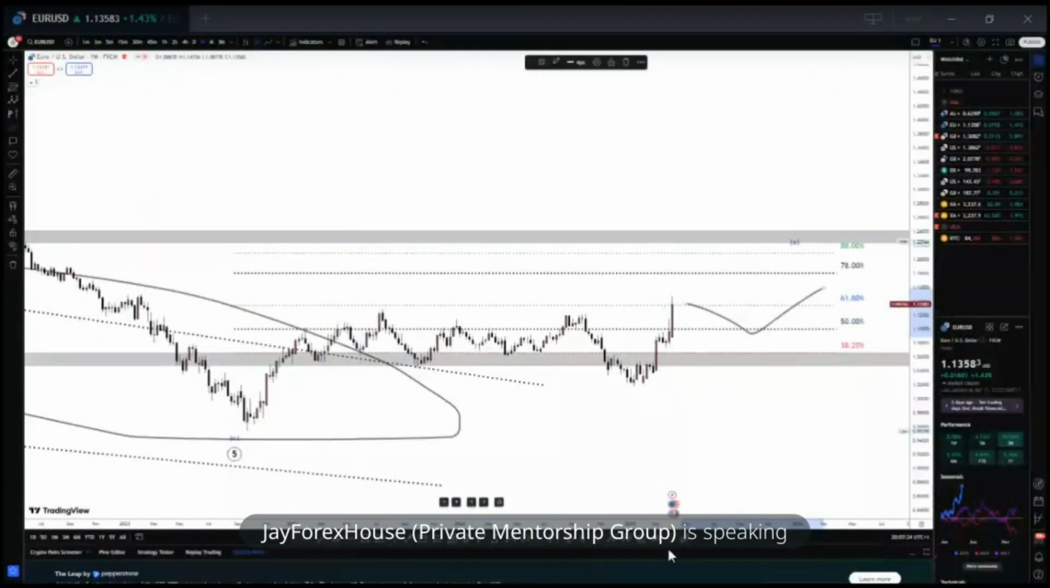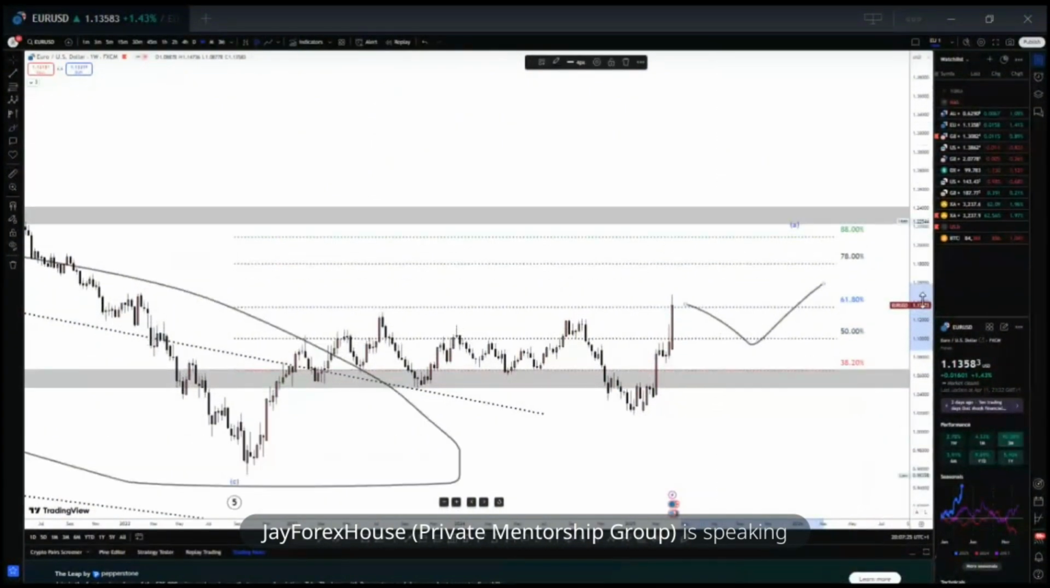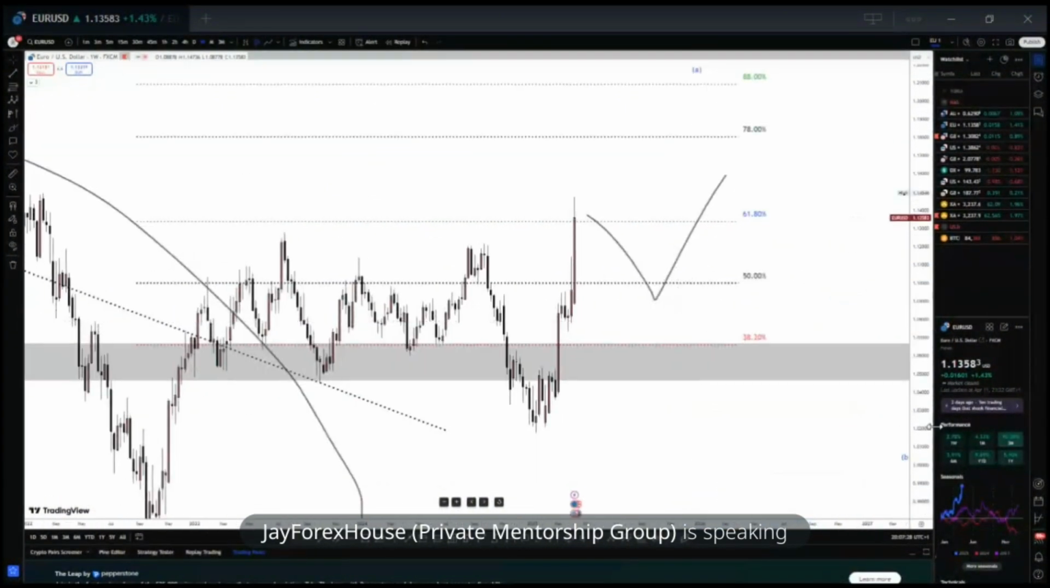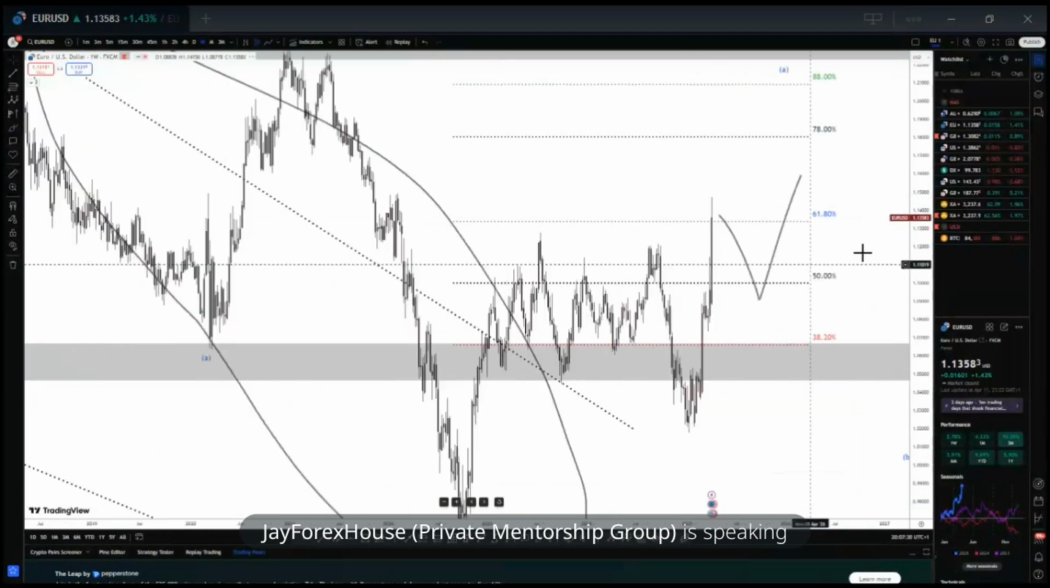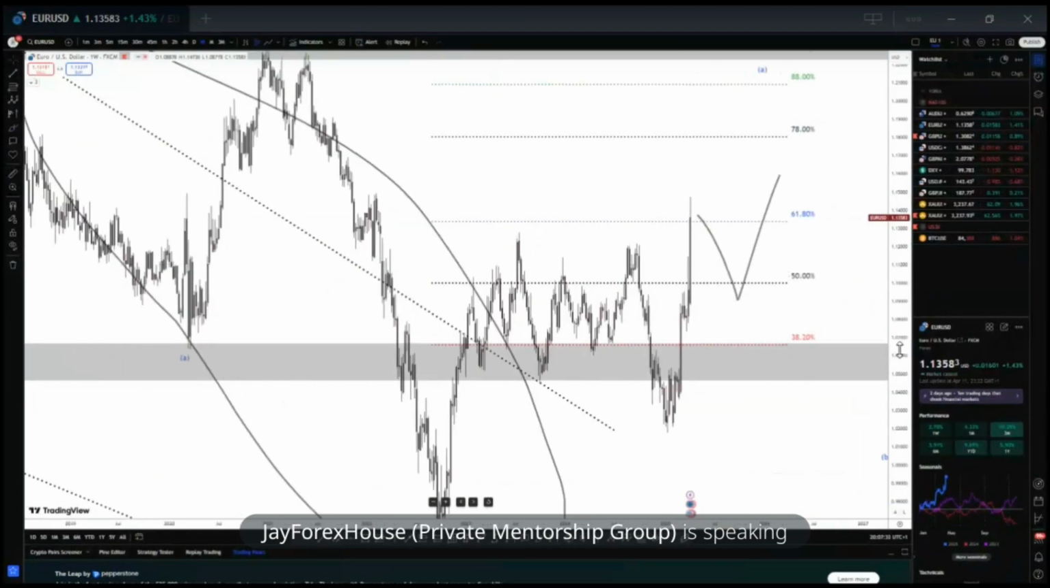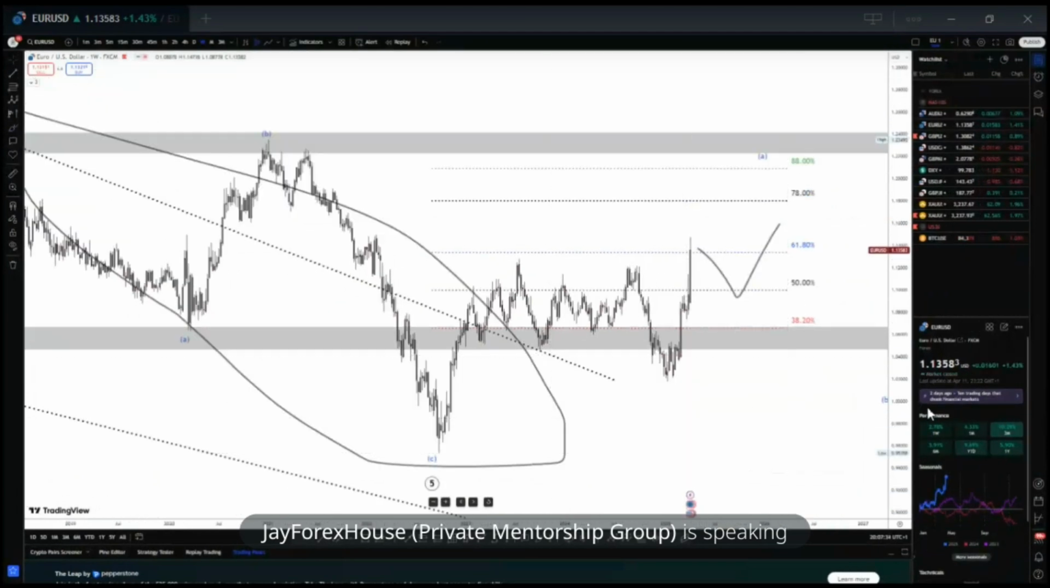Are you seeing? So this is what we call confluence from different methods. We did the same exact prediction using smart money concept, and now we're doing the same thing again using Elliott wave.